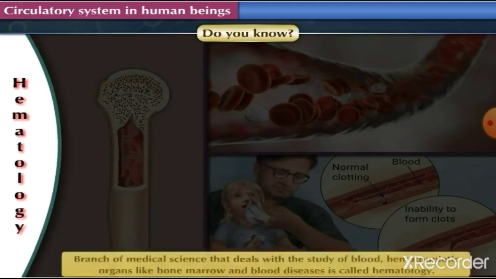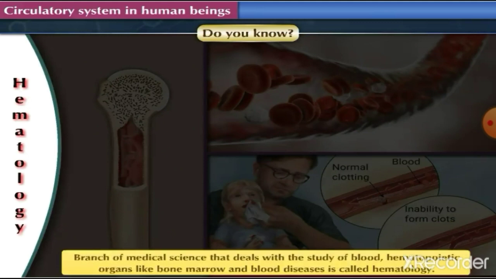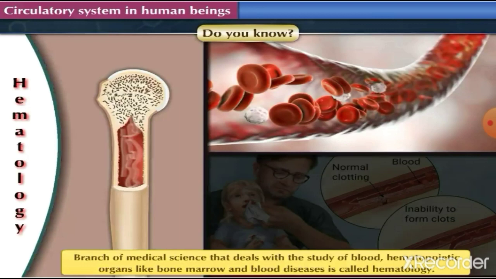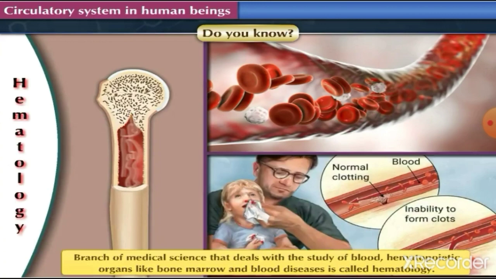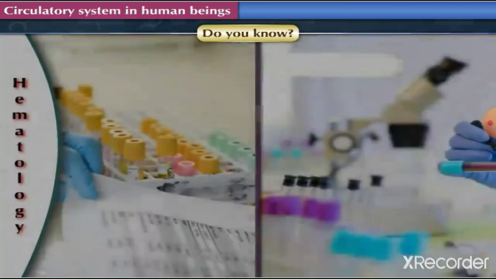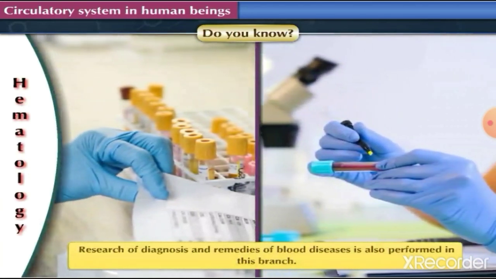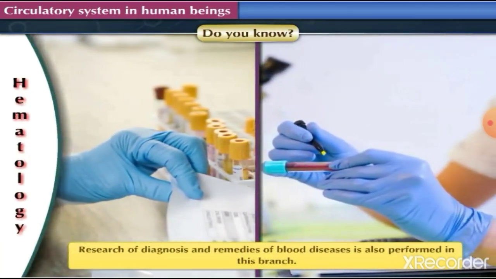Do you know? The branch of medical science that deals with the study of blood, hematopoietic organs, that is the organs which produce constituents of blood like bone marrow, and blood diseases, is called hematology. Research of diagnosis and remedies of blood diseases is also performed in this branch.